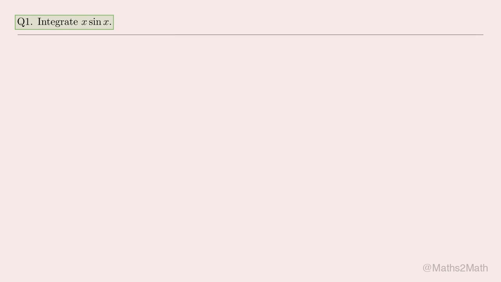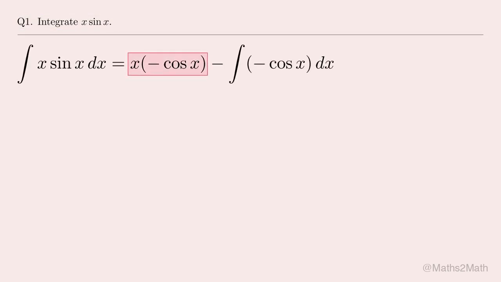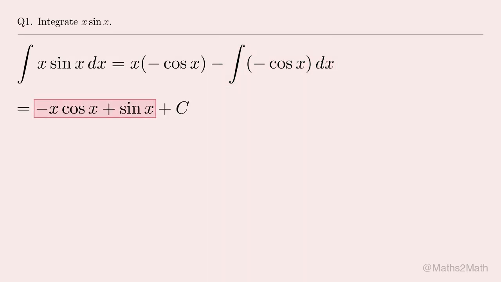Question 1. The first classic of integration by parts, x times sine. Take x as the first function. By parts, x times minus cosine minus the integral of minus cosine. The leftover integral gives sine.